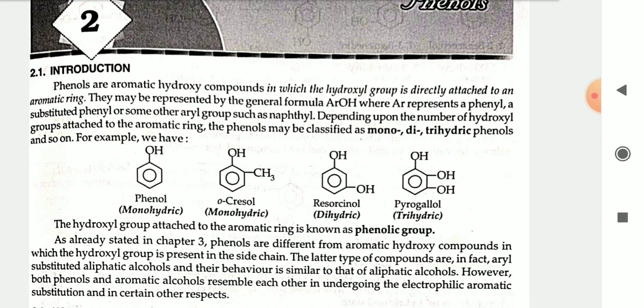The hydroxyl group attached to the aromatic ring is known as phenolic group. As already stated in chapter 3, phenols are different from aromatic hydroxy compounds in which the hydroxyl group is present in the side chain. The latter type of compounds are in fact aryl substituted aliphatic alcohols and their behavior is similar to that of aliphatic alcohols. However, both phenols and aromatic alcohols resemble each other in undergoing the electrophilic aromatic substitution and in certain other respects.